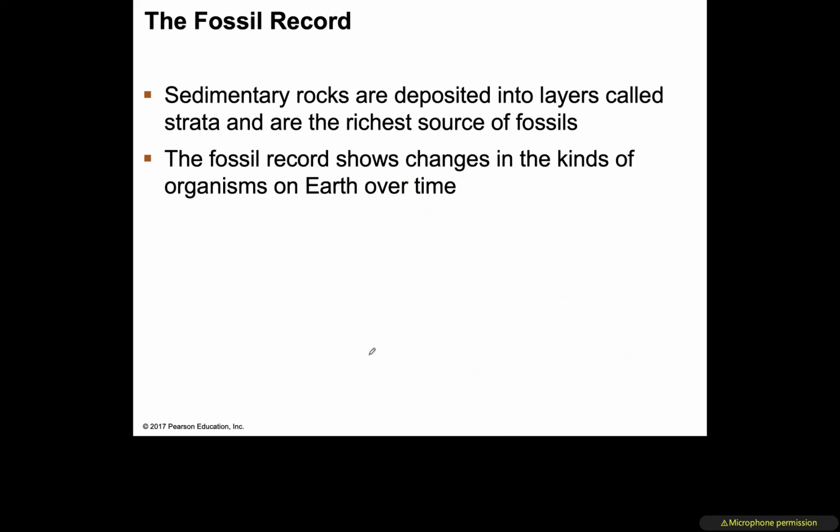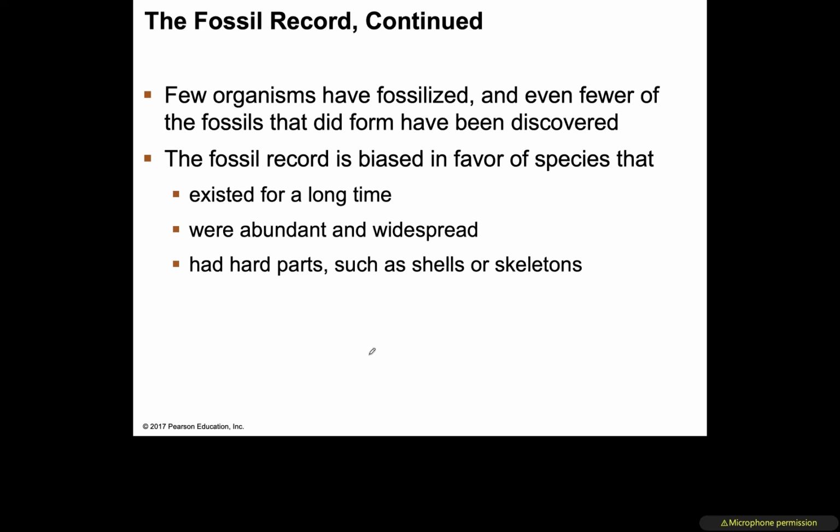So the fossil record is going to show changes in the kinds of organisms on Earth over time. And so few organisms have fossilized, and even fewer have been discovered. So what that means is what we have is barely even a drop in the bucket of what was really out there over the course of time. And so that fossil record is going to be biased. And specifically, this is probably testable information you should know. It's going to favor species that existed over a long period of time, okay?